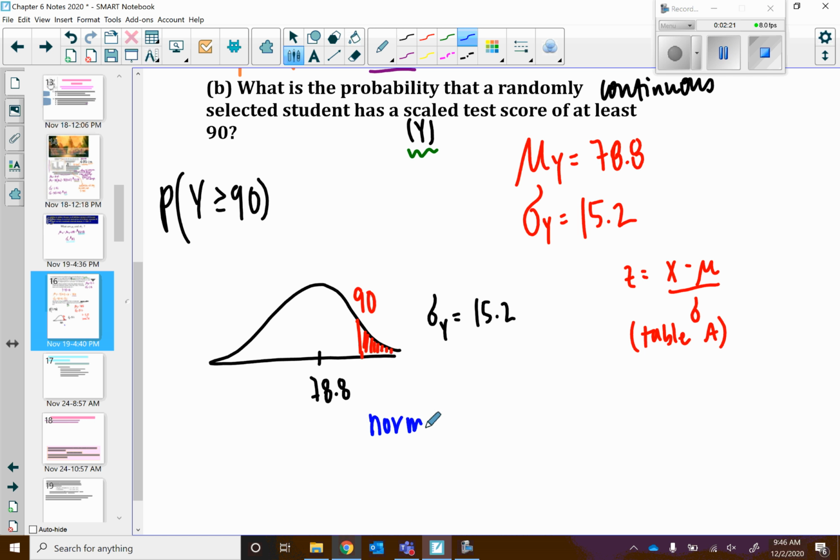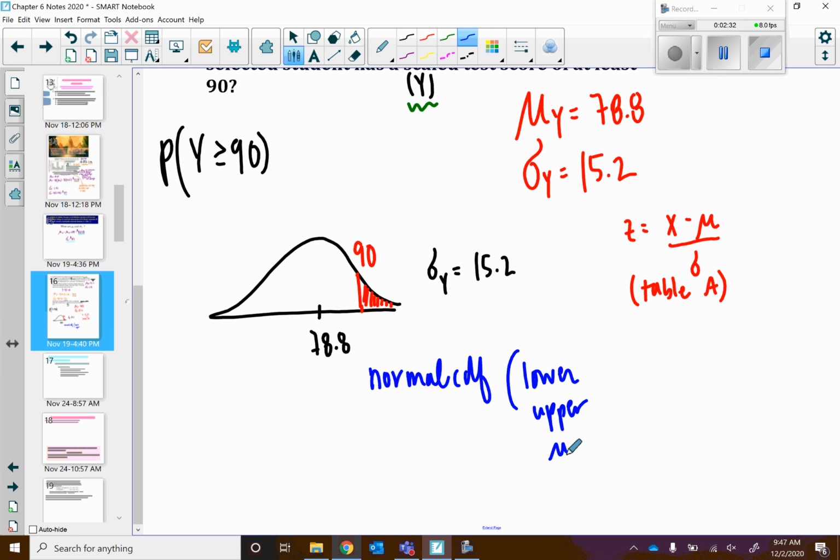We're going to go to normal CDF. It will ask us for a lower value. It will ask us for an upper value. It will ask us for the mean and standard deviation. Lower would be 90, because that's where we're starting.